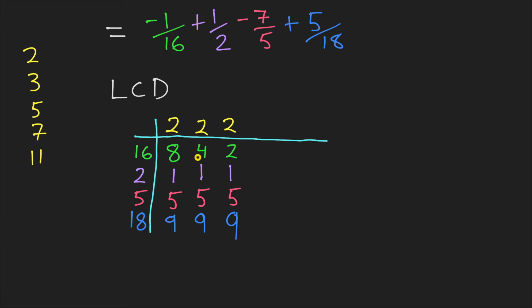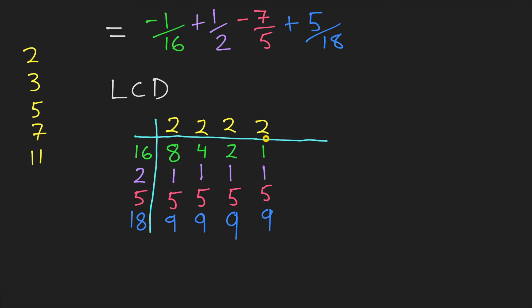Now do the same thing. Are any of these numbers divisible by 2? Well, 2 is divisible by 2, so write a 2. 2 divided by 2 is equal to 1. 1 does not divide by 2, so just copy it. 5 does not divide by 2, so just copy it. And 9 does not divide by 2, so just copy it.